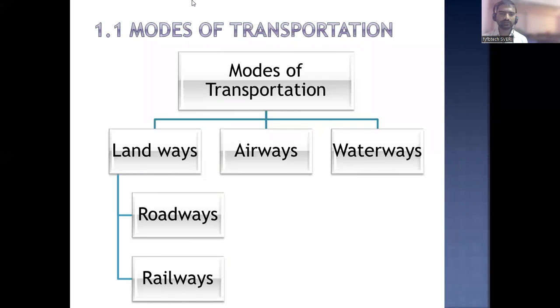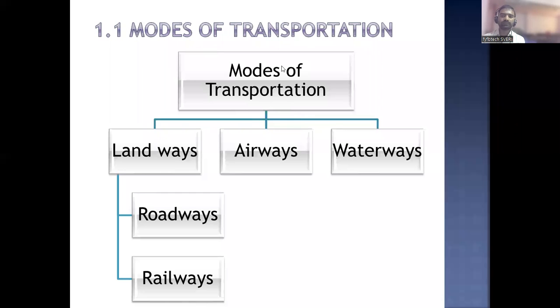It is a branch of civil engineering. It is a sub branch of civil engineering which deals with designing, planning, and analysis of highways, roadways, railways, airways and waterways. Okay, so this is called a transportation system.